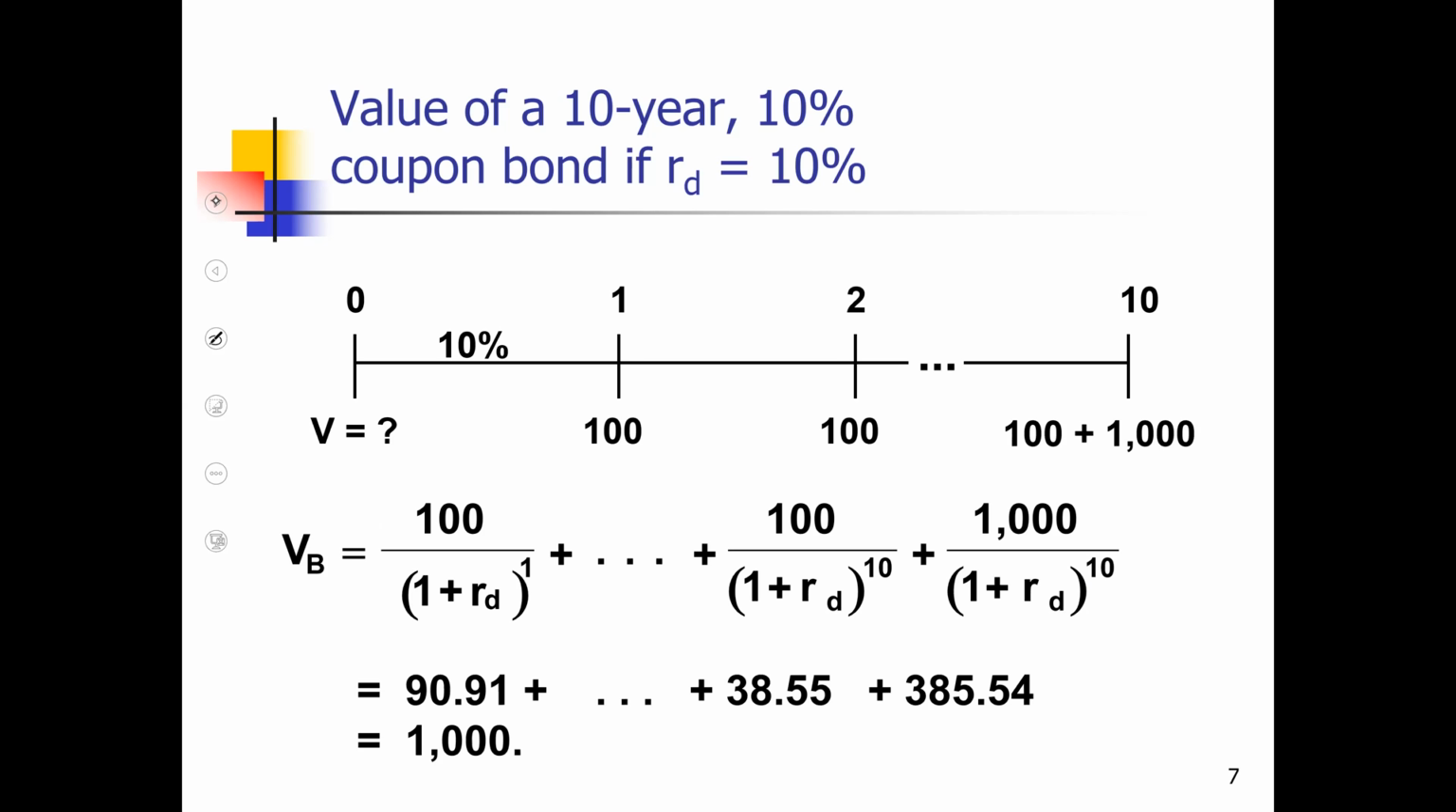In here, value of a 10-year bond. Here the coupon interest rate is 10%. Then RD means the discount factor or cost of this debt, also 10%. Then you can see in the example, the face value is 1000.